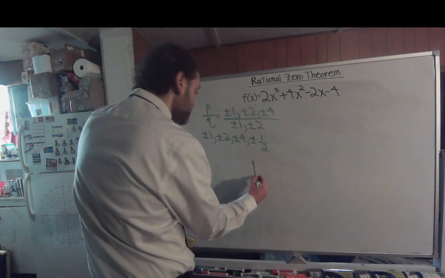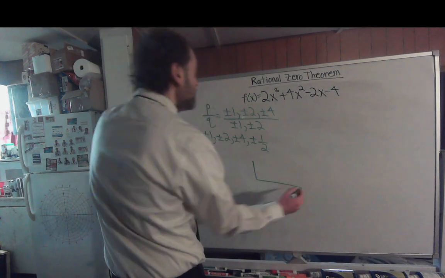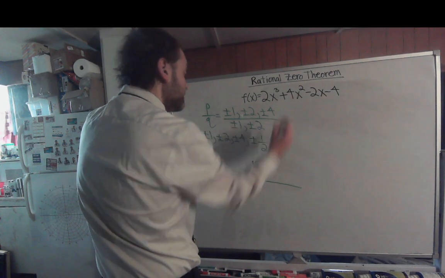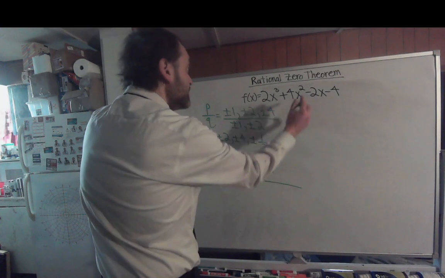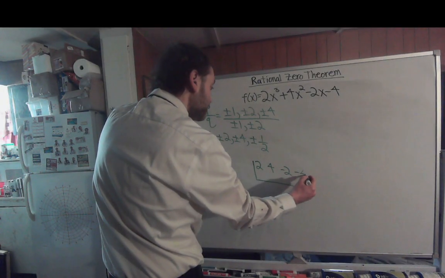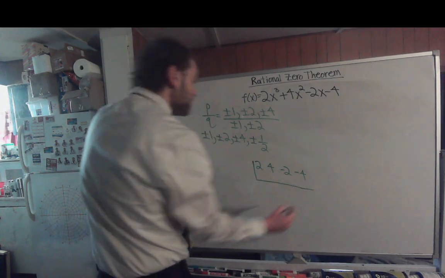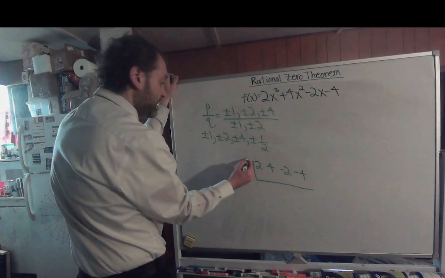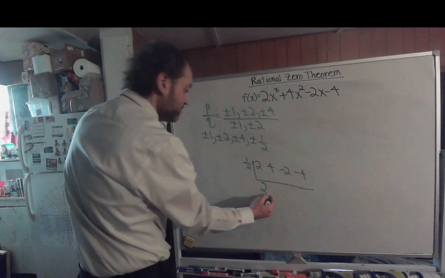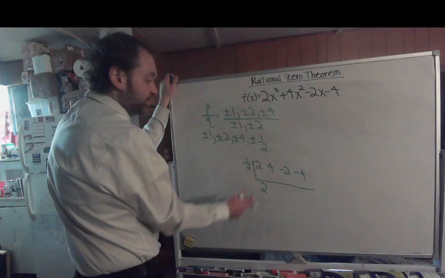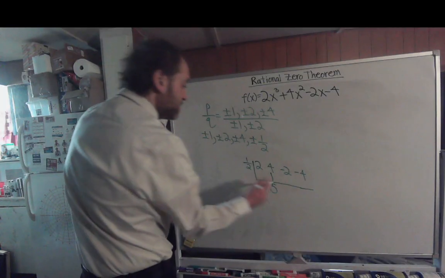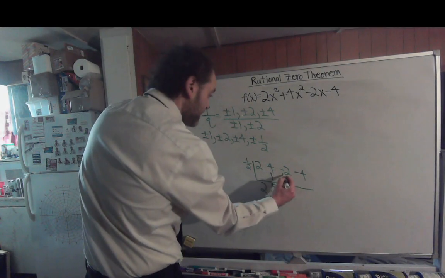So let's do our synthetic division here. Let's take our leading coefficient, 2, then 4, then negative 2, and then negative 4. Alright, so what if I try 1/2? I'll try positive 1/2 first. So bring down your 2. What is 1/2 times 2? That's 1. 4 plus 1 is 5. 1/2 times 5, well, that's 5/2.